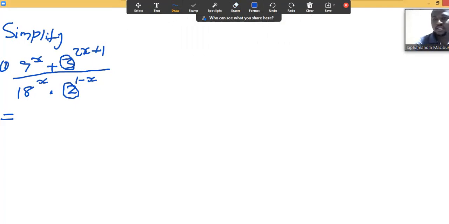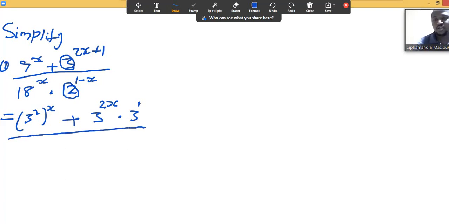We know that 9 is the same as 3 squared, so 9 to the power x is 3 squared to the power x. Plus, we have 3 to the power 2x plus 1, and this is the same as multiplied by 3, because there's a 1 here. When the bases are the same, you add the exponents. So that is what we're doing here, and let's move to the next one.